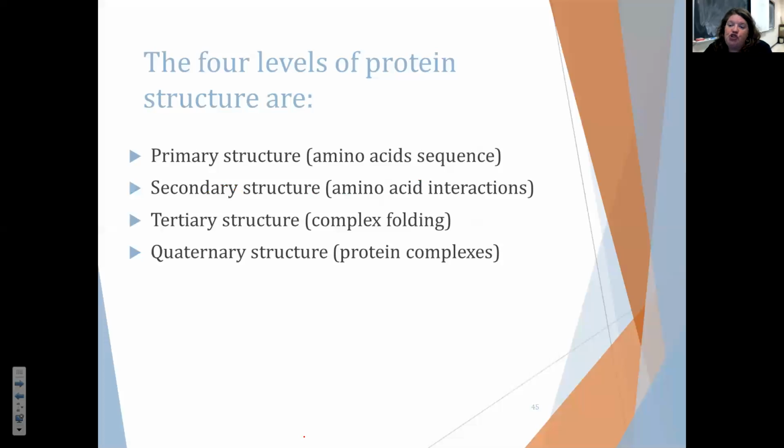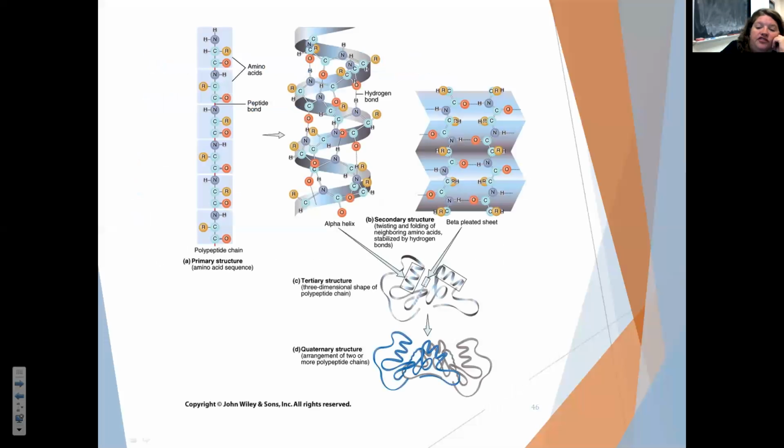Once we string together those amino acids, proteins actually have to have some additional level of structure added to them. They actually have 4 steps of folding, or 4 levels of structure. The primary structure is just that amino acid sequence, getting the amino acids in the right order. Then you have some side chain interactions. So you start to have some hydrogen bonds.